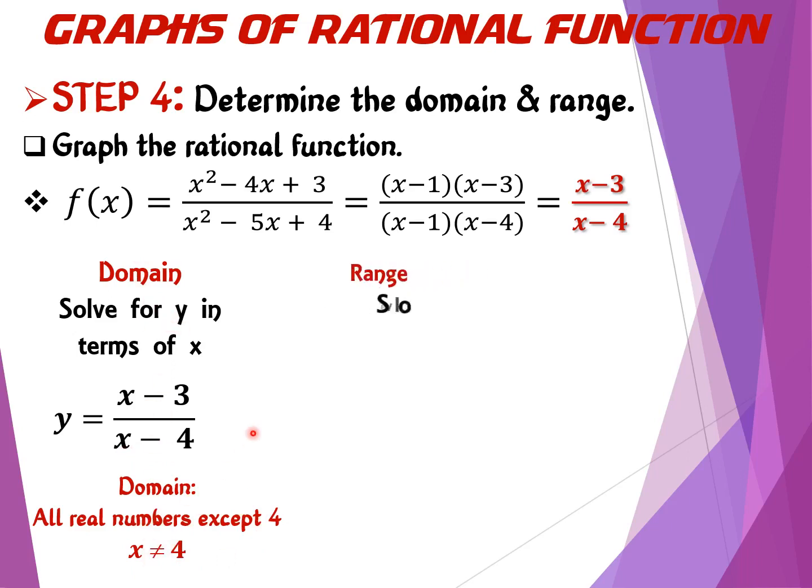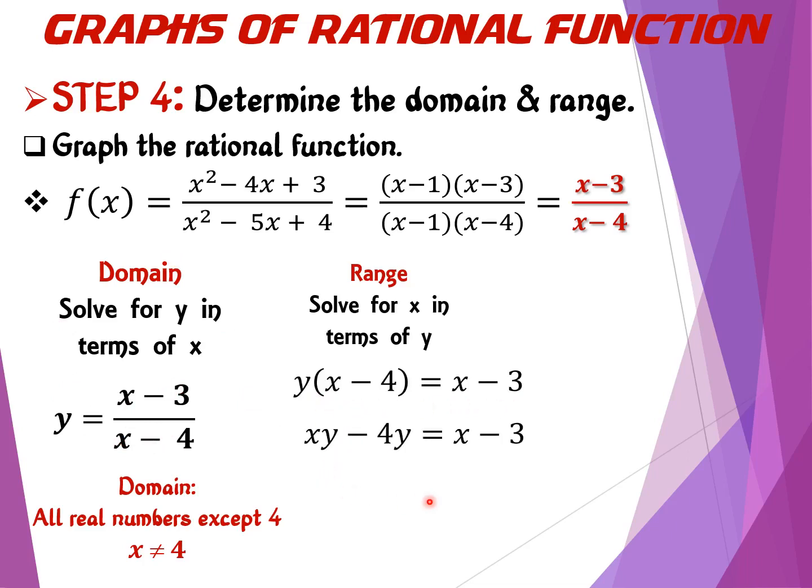For the range, it's the other way around. You're going to solve for x in terms of y. Again, using this function, cross multiplication, we will have y times the quantity x minus 4 is equal to x minus 3. Then distribute, you will have xy minus 4y is equal to x minus 3. Since we are solving for x, we combine similar terms by transposing x to the left side and negative 4y to the right side. So we will have xy minus x is equal to 4y minus 3.